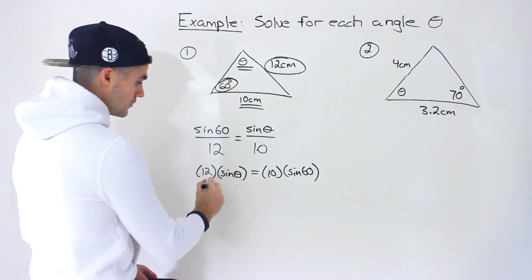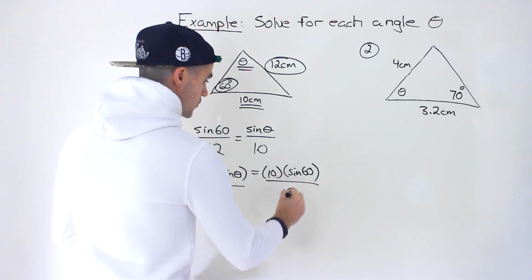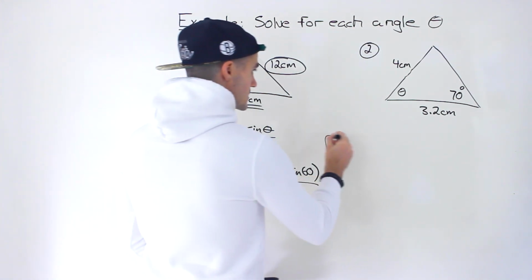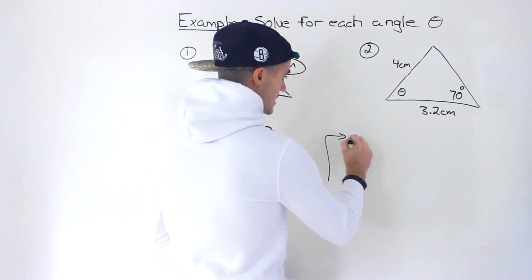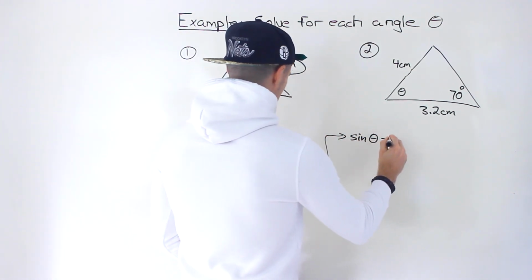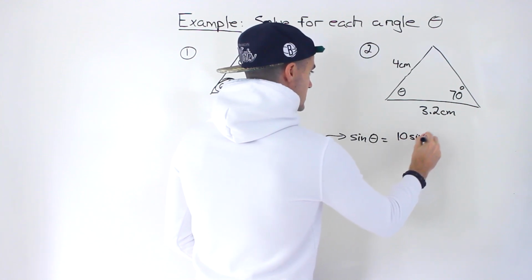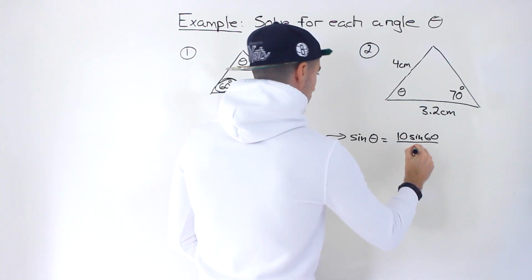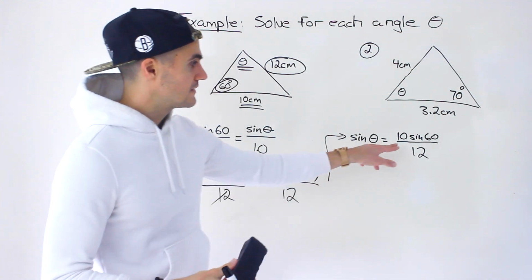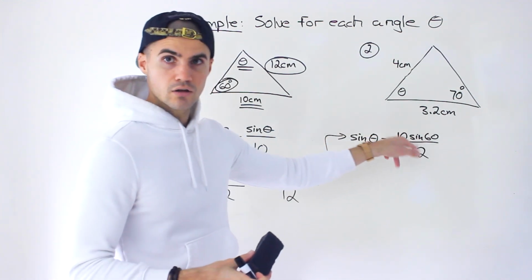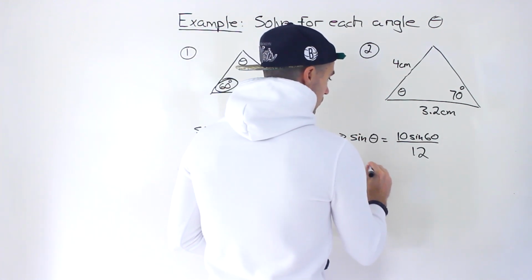From here, we want to get sine theta by itself, so we divide both sides by 12. The 12s cancel out, so we end up with sine theta equals 10 sine 60 over 12. Now at this point, if you want, you can get the decimal value by plugging all of that into your calculator, but I'm going to leave it for now because we're still isolating theta.